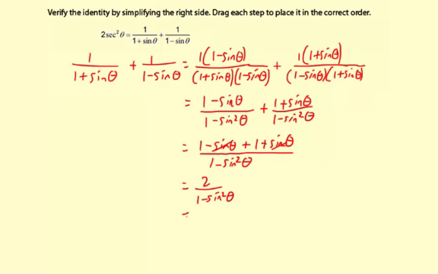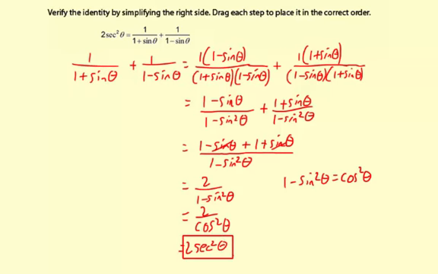Okay, next step is I'm going to apply a Pythagorean identity to the denominator. 1 minus sine squared theta equals cosine squared theta. So that's going to be 2 over cosine squared theta. Okay, now it should be pretty easy to see how we're going to finish this up, because cosine squared theta and secant squared theta are reciprocal. So this is going to be equal to 2 secant squared theta. Okay, so that's verifying the identity.